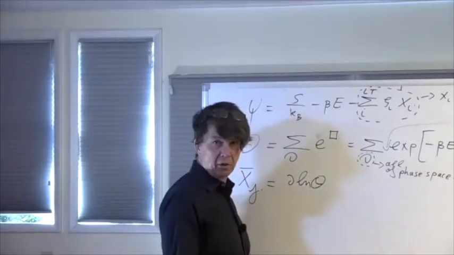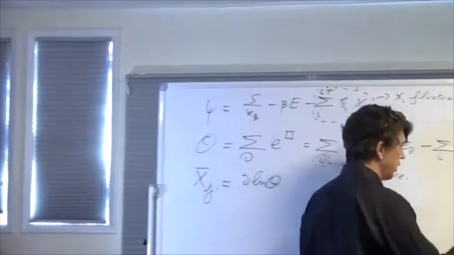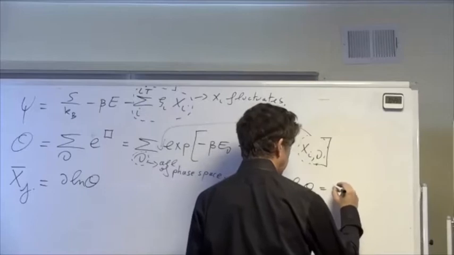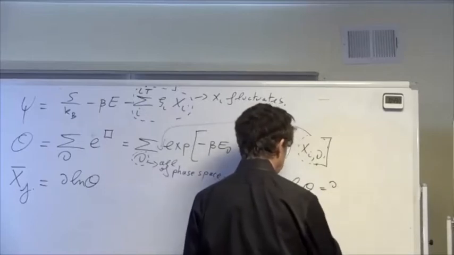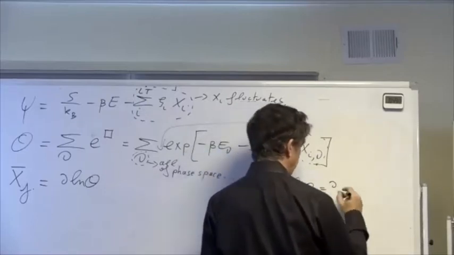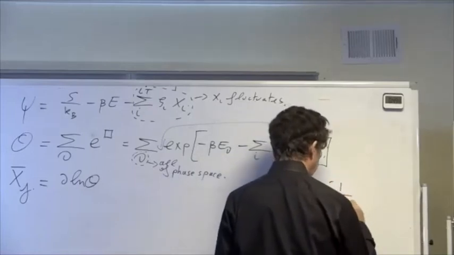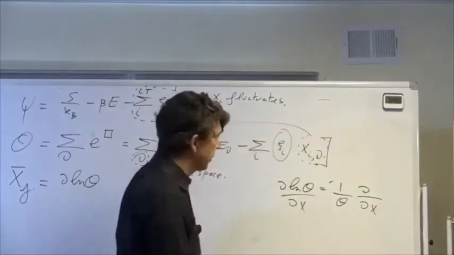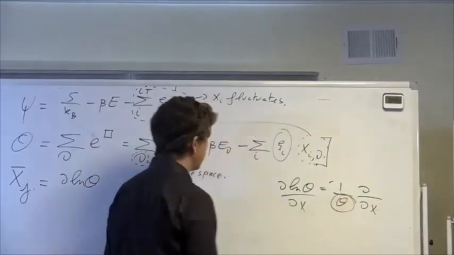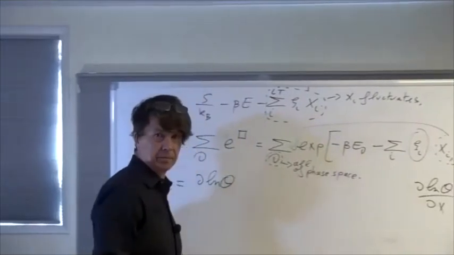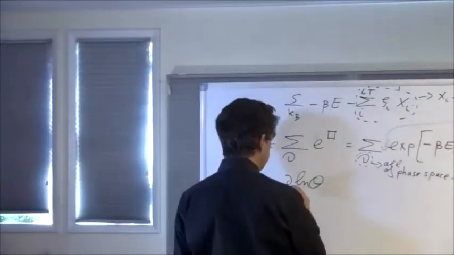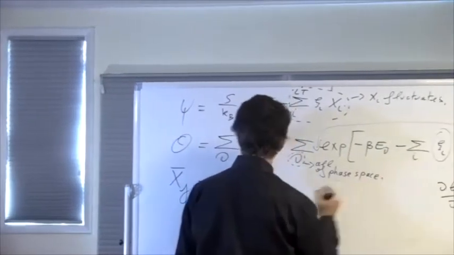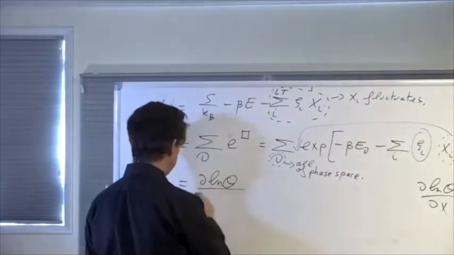And the reason you need the log of the partition function is because d log theta with respect to something, call it x, will become 1 over theta d dx. And you want that because you want to bring the theta down to normalize the probability. So it will be the derivative d log theta with respect to minus psi j, because I've called it j.